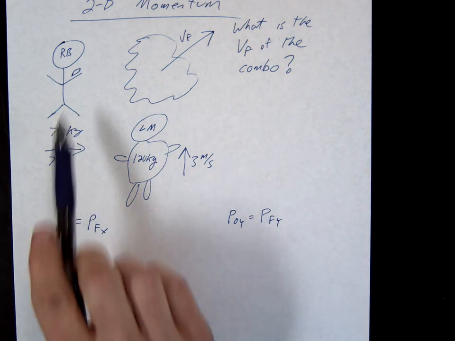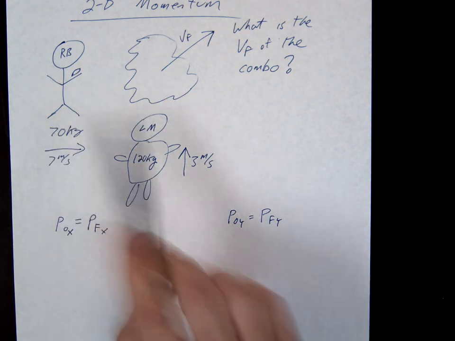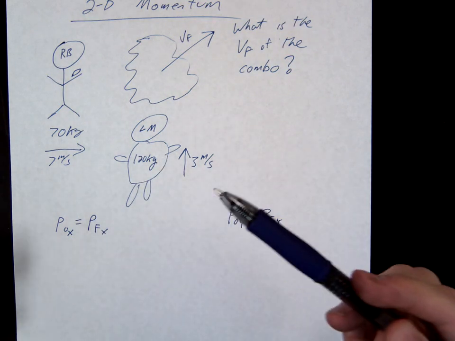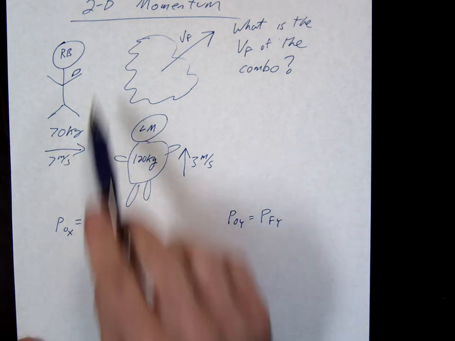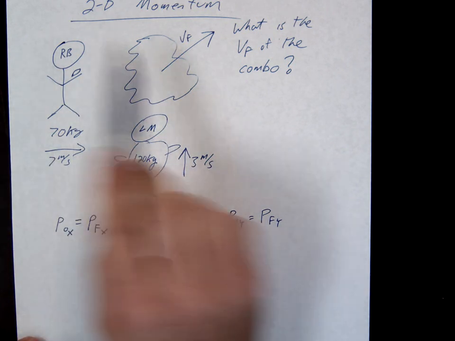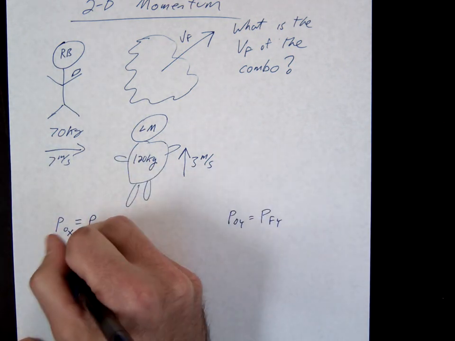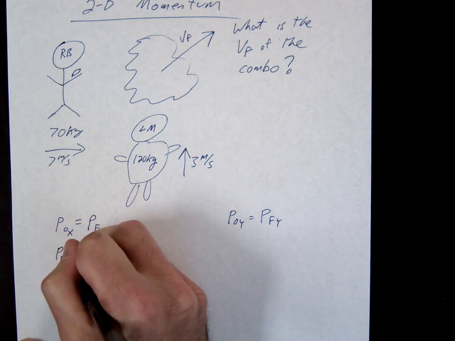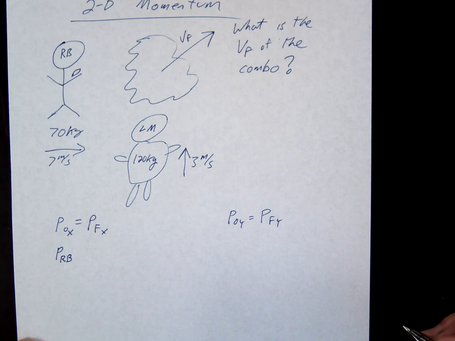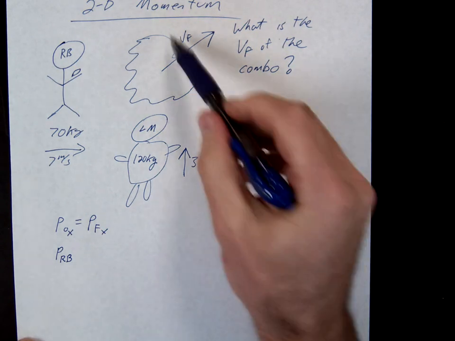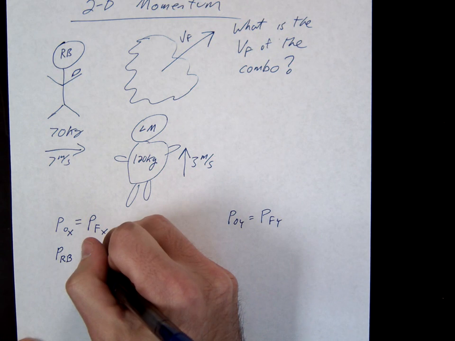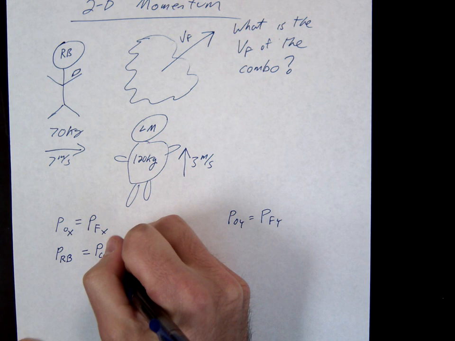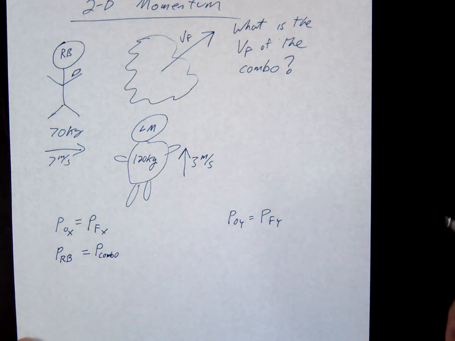That's how we're going to set it up. That's how it's different. So P initial x, so before they tackle, we have our running back, we have our lineman. However, only one of them is running in the x direction, right? That is the running back. So he's the only one that has an x momentum. So we'll say, all right, the momentum of the running back is in the x direction. Now afterwards they combine together, so we'll call this P combo, the combination.